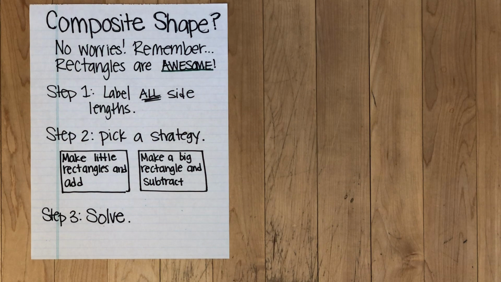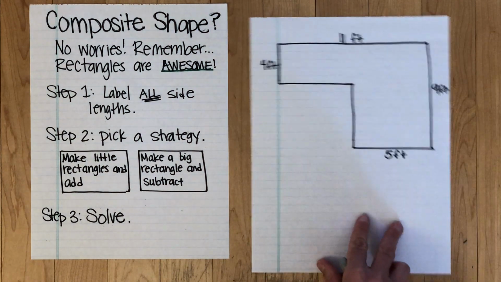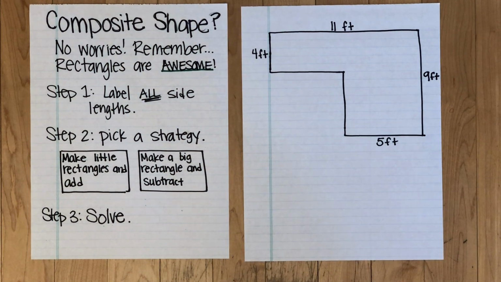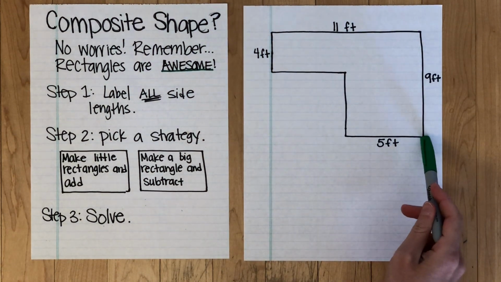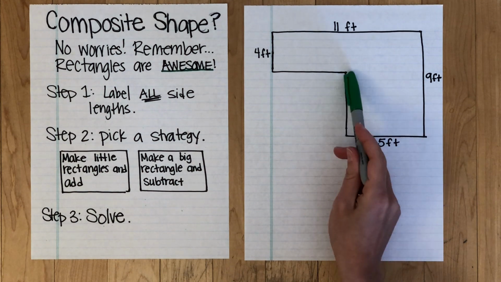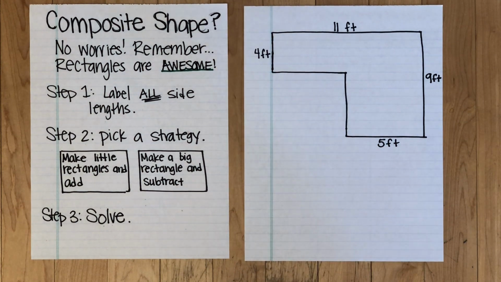Let's try one more together before you're off to do your problem set and your exit ticket. Let's look at this shape right here. It's a very interesting composite shape. Do we have enough information to solve this problem? The first thing I have to do is label all my side lengths. This one's labeled, this one's labeled, this one's labeled, this one's not labeled, and this one's not labeled. Do we have enough information to figure those out?